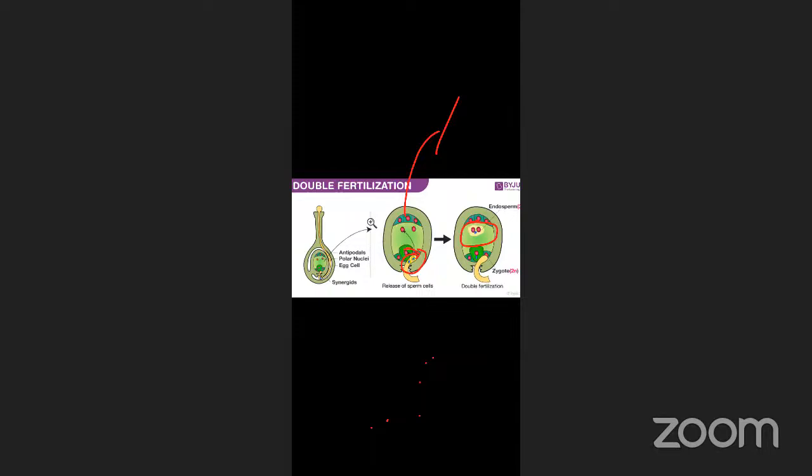Male gamete development from? How is the male gamete developed? From stamens. From stamens where? Anthers. From in anther where? Microspore. Right, exactly. From microspore. You tell me the ploidy of microspore.